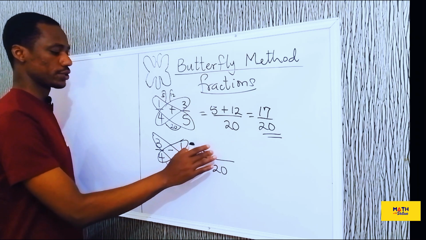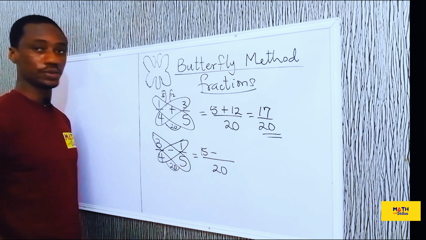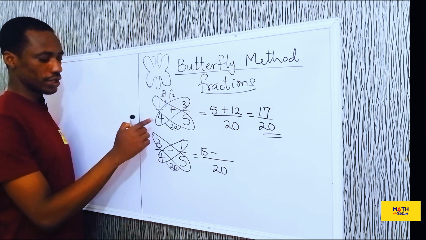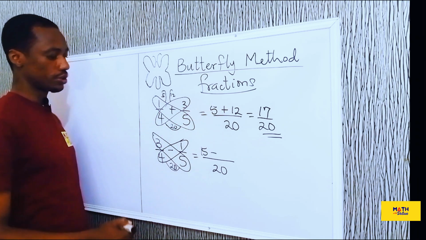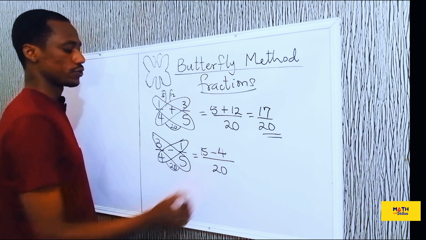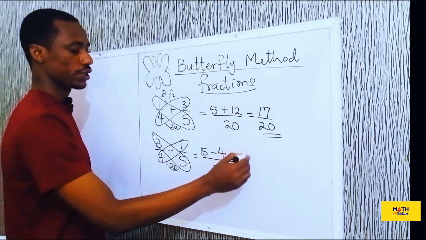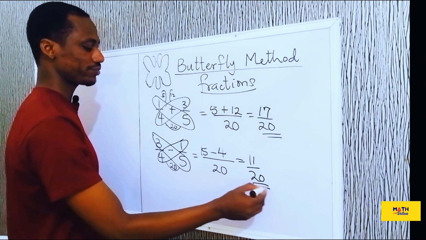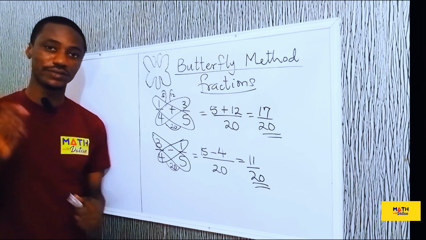You must be careful. The sign you have here is what you're going to use because it's the same procedure for addition and subtraction. So check the sign. If it's subtraction, you put your minus. If it's addition, you put your plus. So 4 times 1 is 4. Now let's subtract. 15 minus 4 is 11, and then over 20. Easy peasy, right? One more thing we can do with our butterfly method.